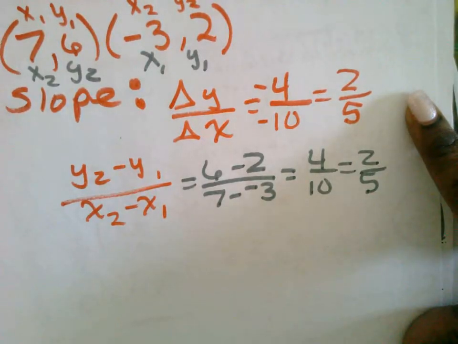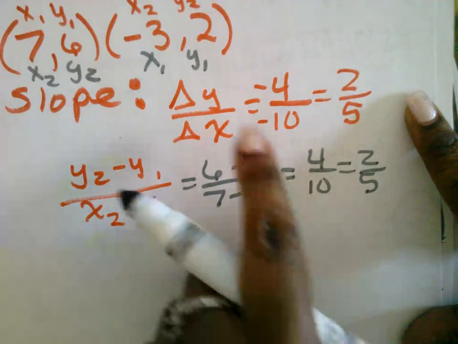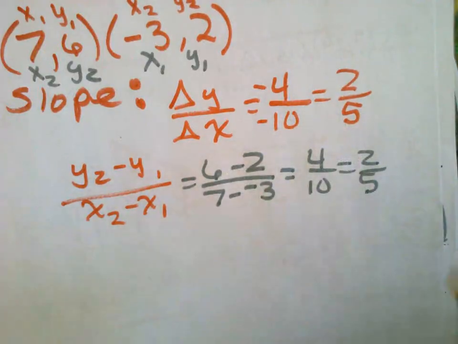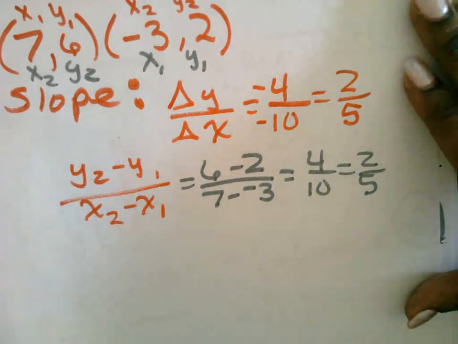Do I have to change the what? The answer, like you got -4/10, you have to change to a positive. Right? Yeah, I changed it because I wrote it in lowest terms. You can come see.